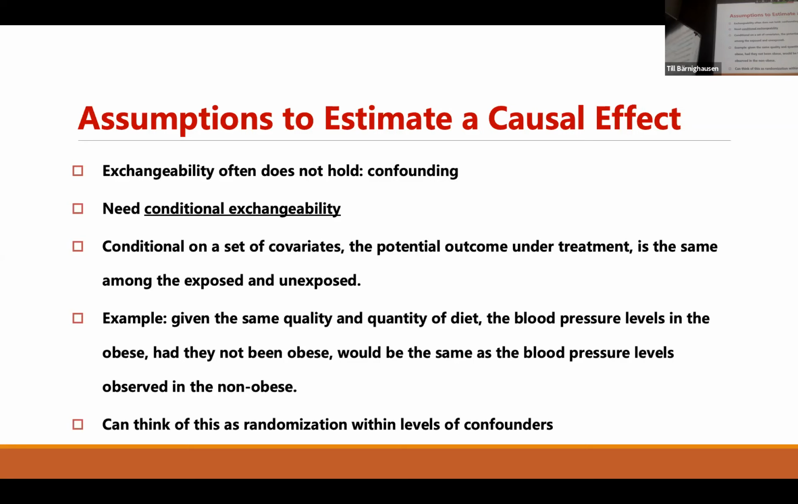So conditional on a set of covariates, the potential outcome under treatment is the same among the exposed and unexposed. For example, given the same quality and quantity of diet, the blood pressure levels in the obese, had they not been obese, would be the same as the blood pressure levels observed in the non-obese. And we can think of this as randomization within levels of confounders.